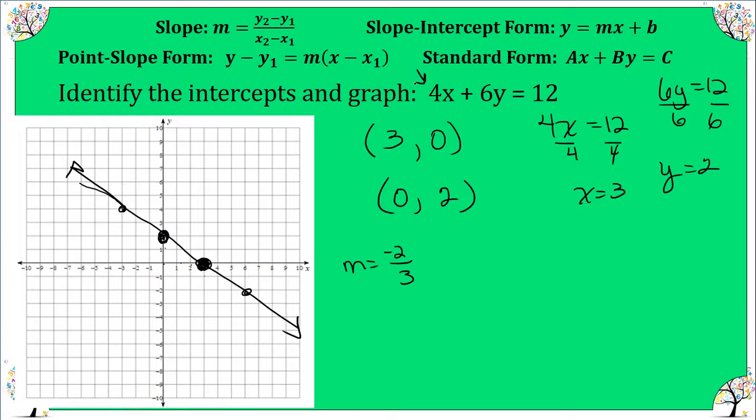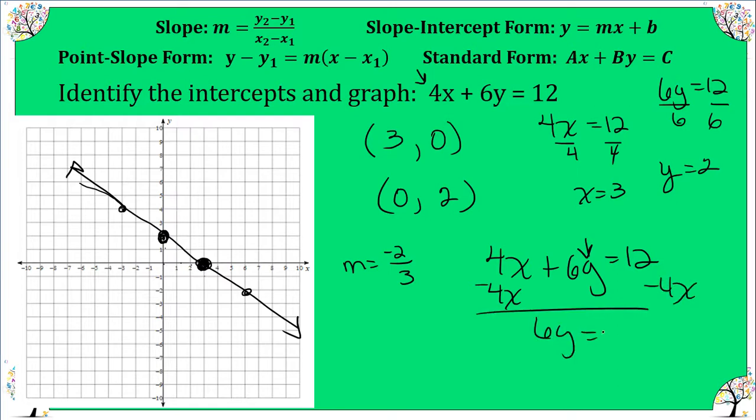Let's go ahead and put this in slope-intercept. That will be a good review. If I want this in slope-intercept, I'm trying to get the y isolated. So we're going to subtract 4x. I get 6y equals negative 4x plus 12. Divide by 6 and simplify. y equals negative 4 over 6, which has a factor of 2 in common. And there we go.